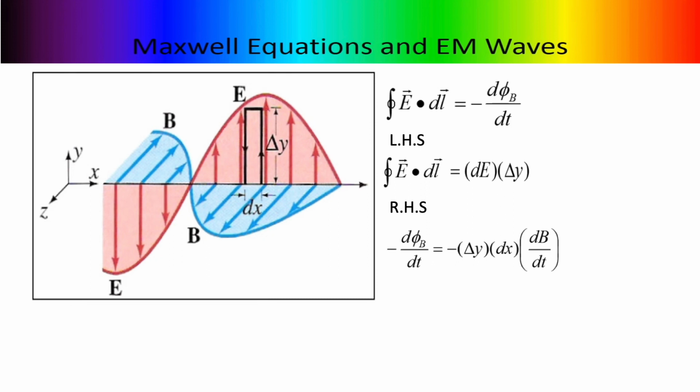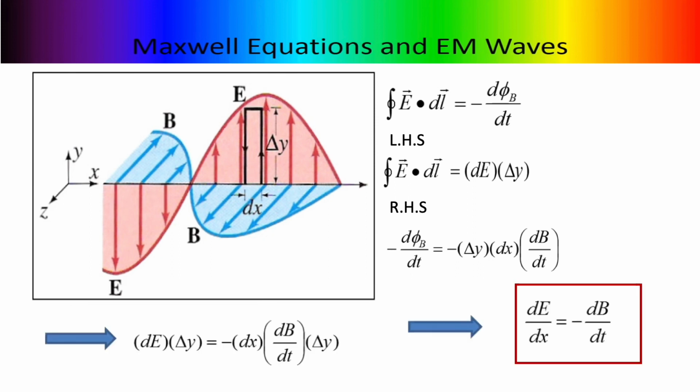We see that in order to calculate magnetic flux rate of change, we use area, which is delta y times dx, multiplied by the magnetic field rate of change, dB dt. Now we equate the two sides and notice that we can cancel the delta y from each side. Also, we will divide by dx on both sides to get our usable equation.